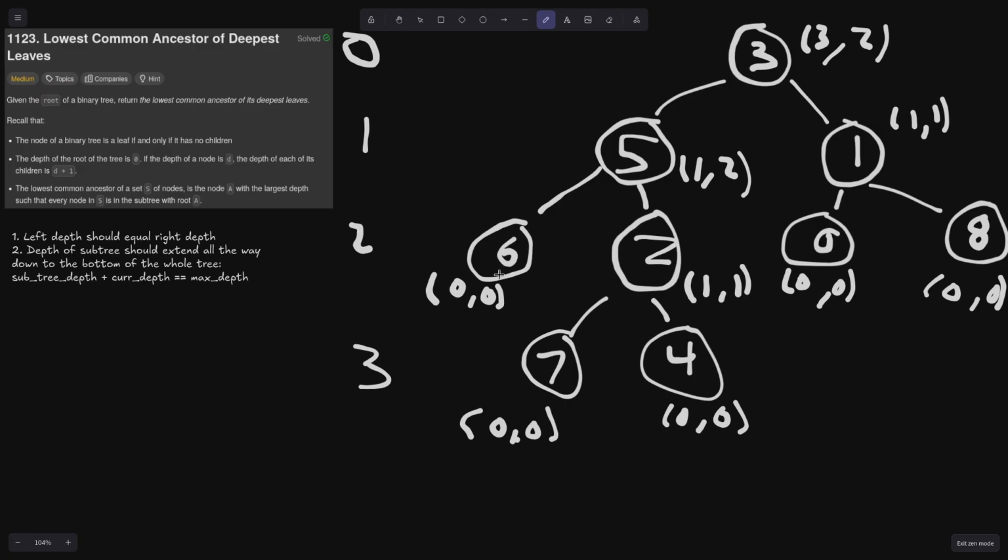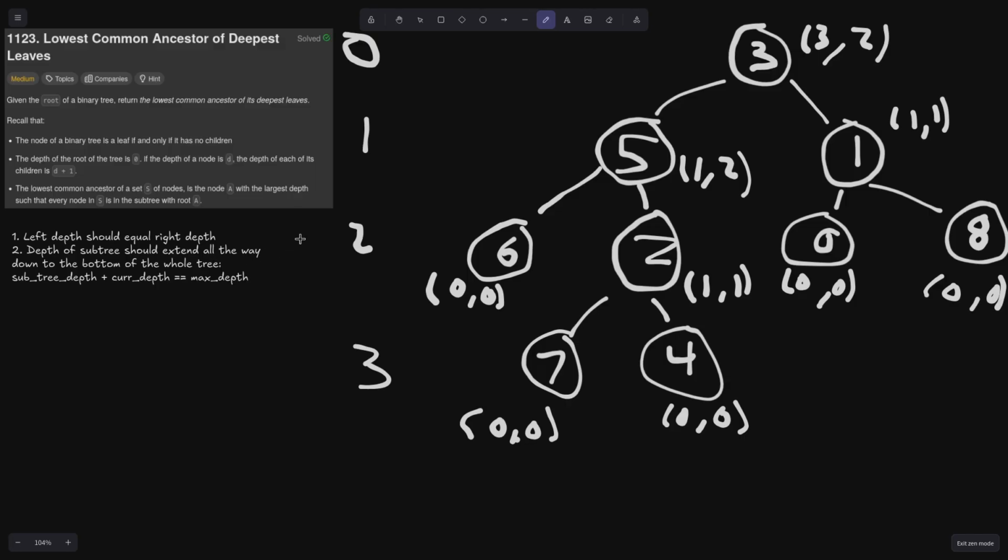All right, and then we're back at 6. We want to explore the right subtree. It's a null, so we return 0. After we do this, we want to check our conditions. And while doing this, we're also keeping track of the depth, so we assign a depth variable somewhere around here so that we get these values like this.